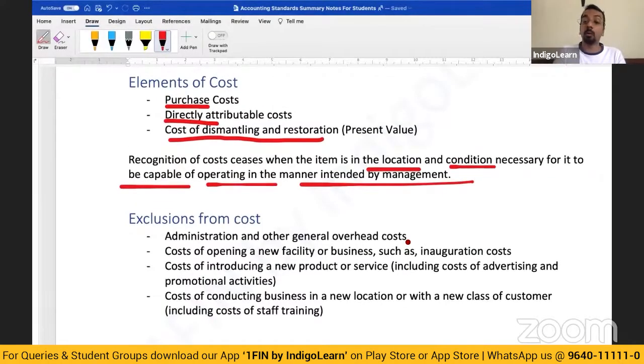Okay. Then what are excluded from cost? Similar to the things we learnt in AS2, administration and general overhead cost. Cost of opening a new facility such as inauguration cost. You build a factory, it is ready. Now you are doing an opening ceremony, a ribbon cutting ceremony. You called some guests, you arranged a party. That cost cannot be capitalized. You have to expense that. Cost of introducing a new product or service, including cost of advertisement. That is a marketing related cost. You cannot capitalize it to PPE.